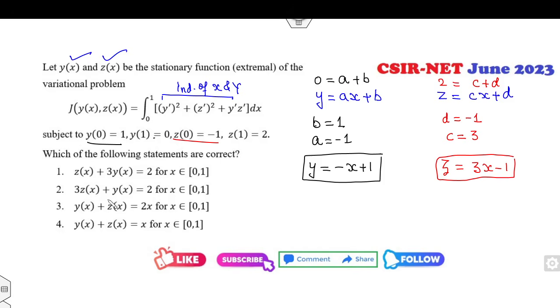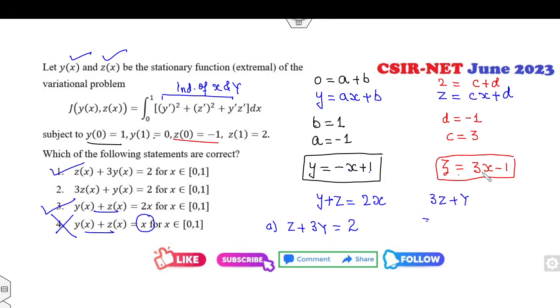Now look at the options. Y plus z. If you add them, what is the value of y plus z? It is 2x. The fourth option is cancelled, the third is satisfied. Look at the first option, z plus 3y. If you add them, 3 plus 2, satisfied. 3z plus y, 9x minus 3, minus x plus 1, is 8x minus 2, but it said 2x, so the right options are A and C.